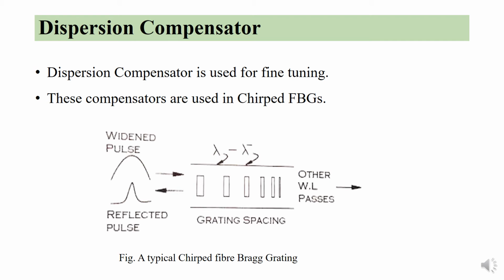When I say chirped FBGs, it means that it has a variable distance between the gratings. So hence a dynamic tuner is used for dispersion, which uses the chirped FBGs. So the dispersion compensator essentially means cancelling the chromatic dispersion of some optical components like FBGs.